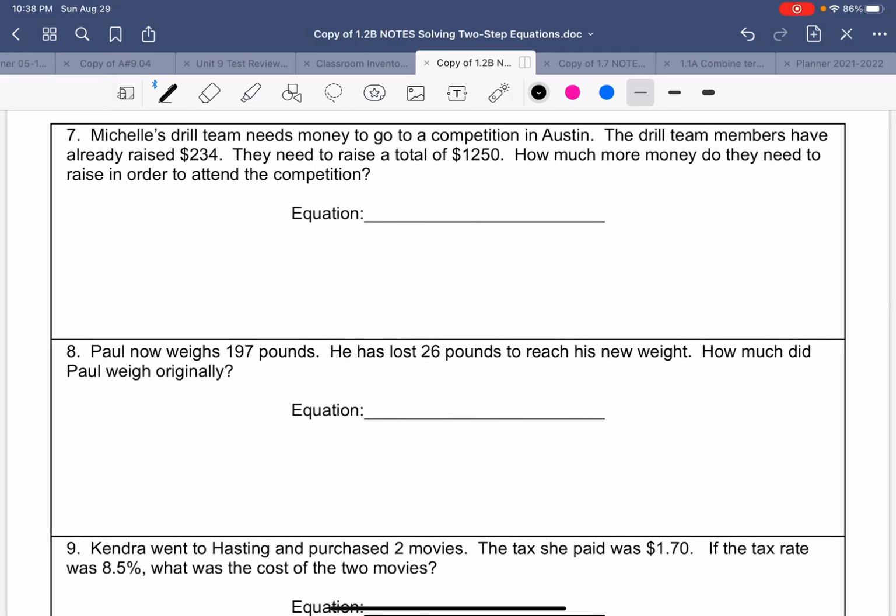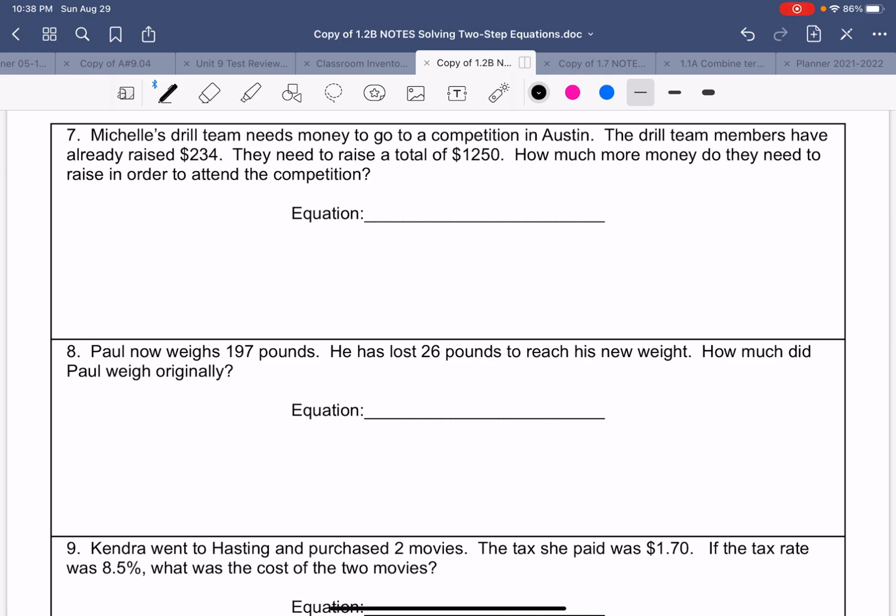All right, this is the second part of 1.2b of solving two-step equations. This is the word problem part, so it might be a little bit more lengthy, but my goal is to keep it under 10 minutes. So we're going to read these, take these step by step, and then try to get the equation before we solve it.